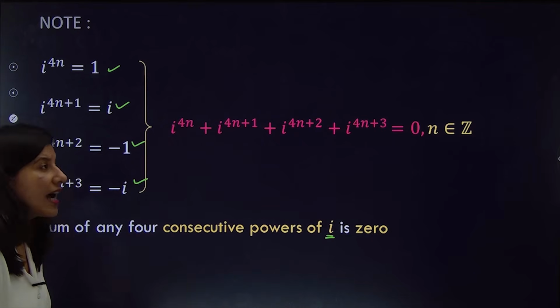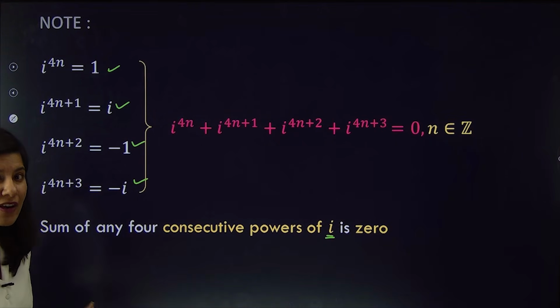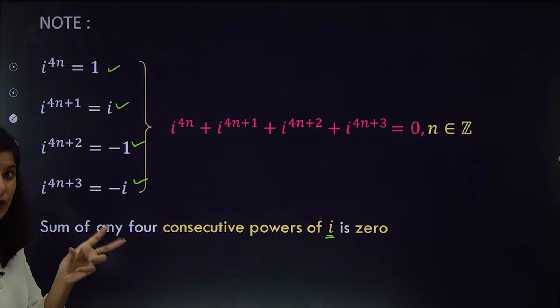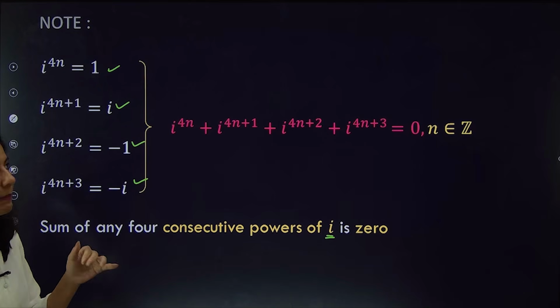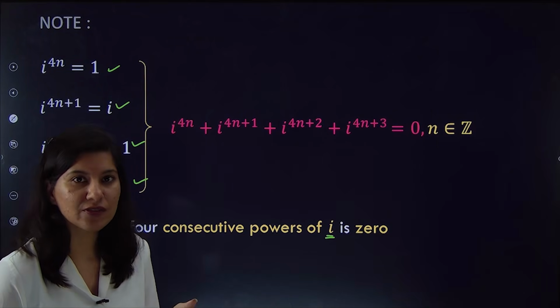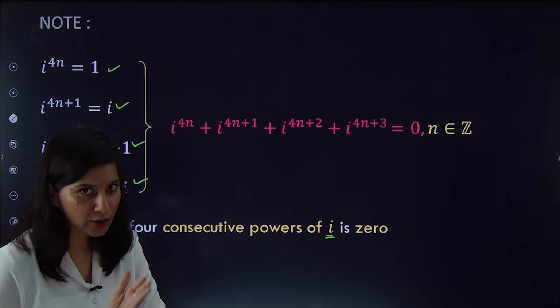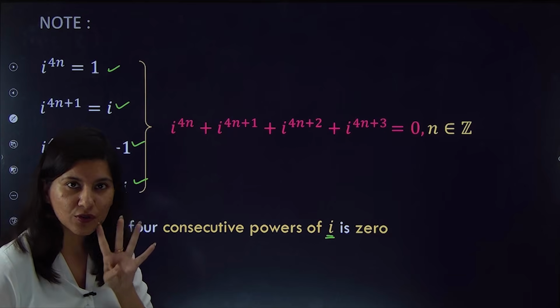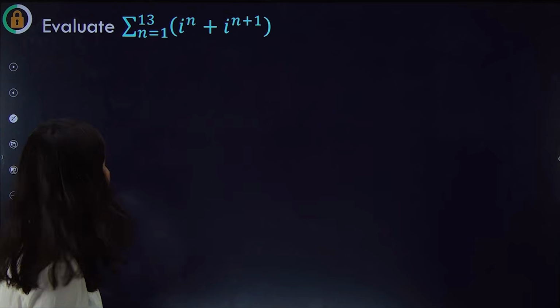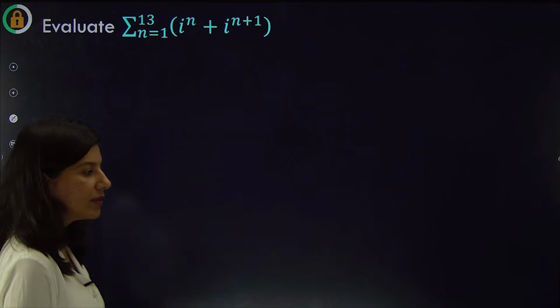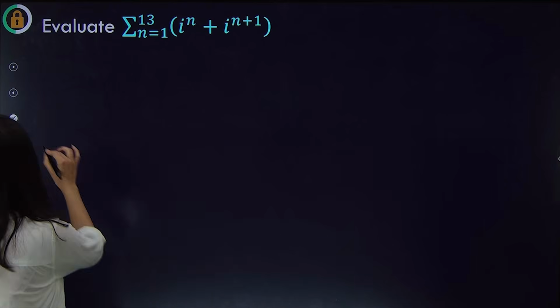So you take iota cube, iota power 4, iota power 5, iota power 6. Sum of any 4 consecutive powers will become 0. Doesn't matter where it starts from. It starts from iota power 101, then iota power 102, 103, 104. 4 consecutive should be there. Okay. Chalo, let's do one problem like this.